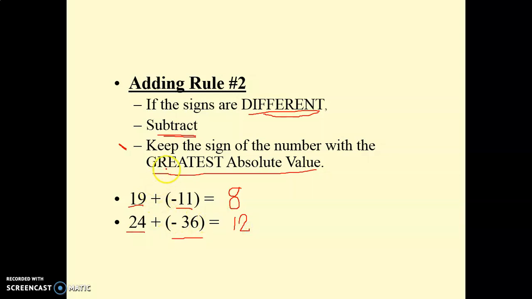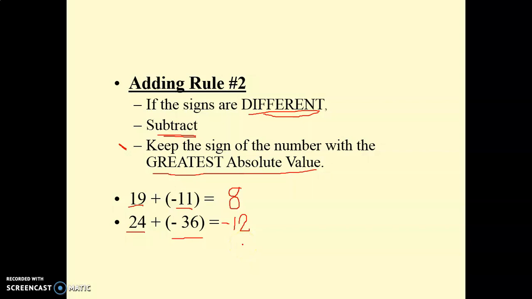Okay? Let us now identify the absolute values. The absolute value of 24 is 24. The absolute value of negative 36 is 36. So negative 36 has the greatest absolute value. Therefore, we're going to follow the sign of 36, which is negative. Therefore, this is negative 12.